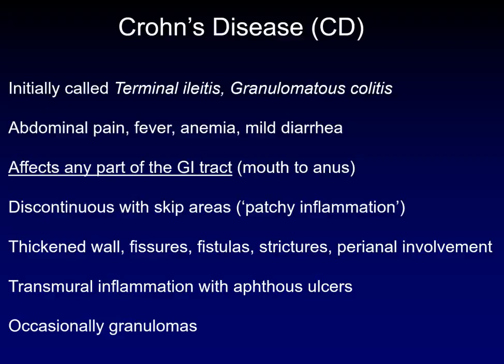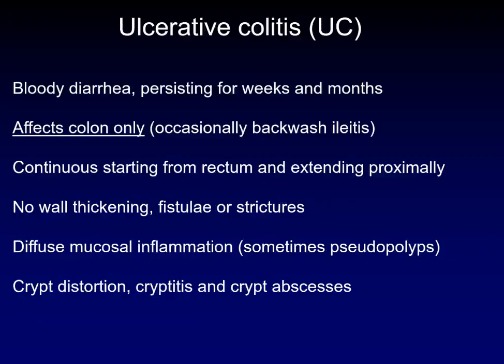Key features, again, to be seen are thickened walls of the bowel, fissures, fistulas, strictures, and perianal involvement. Inflammation is characteristically transmural, and occasionally granulomas can be seen. Granulomas are one of these features which are much described. They are fairly specific for Crohn's versus ulcerative colitis, but sometimes you have to look long and hard to find them, and even then, not every patient has granulomas with Crohn's.